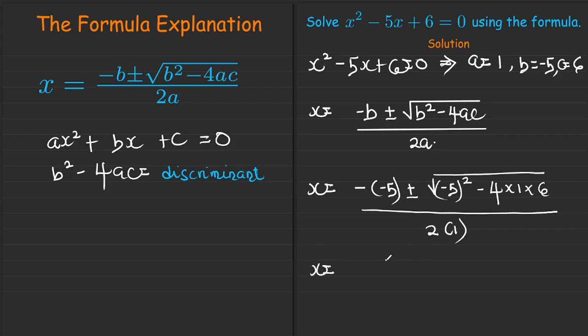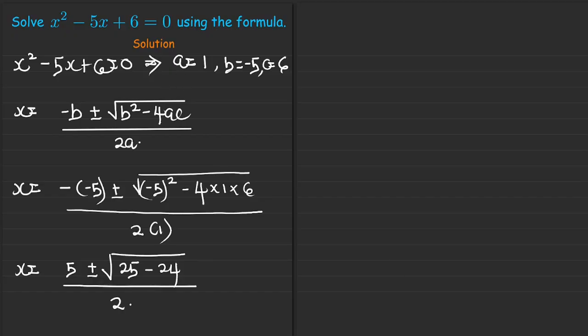With this, we now do our simplification. So we have negative 5 with a negative outside it. So that is negative times negative, which gives us positive. Hence, we have a positive 5 plus or minus the square root of negative 5 squared, which gives us 25. So negative 5 squared is simply negative 5 times negative 5. Then we have negative 4 times 1 times 6. That gives us negative 24. Then we have all over 2 times 1. 2 times 1 gives us 2. There is more for us to simplify.